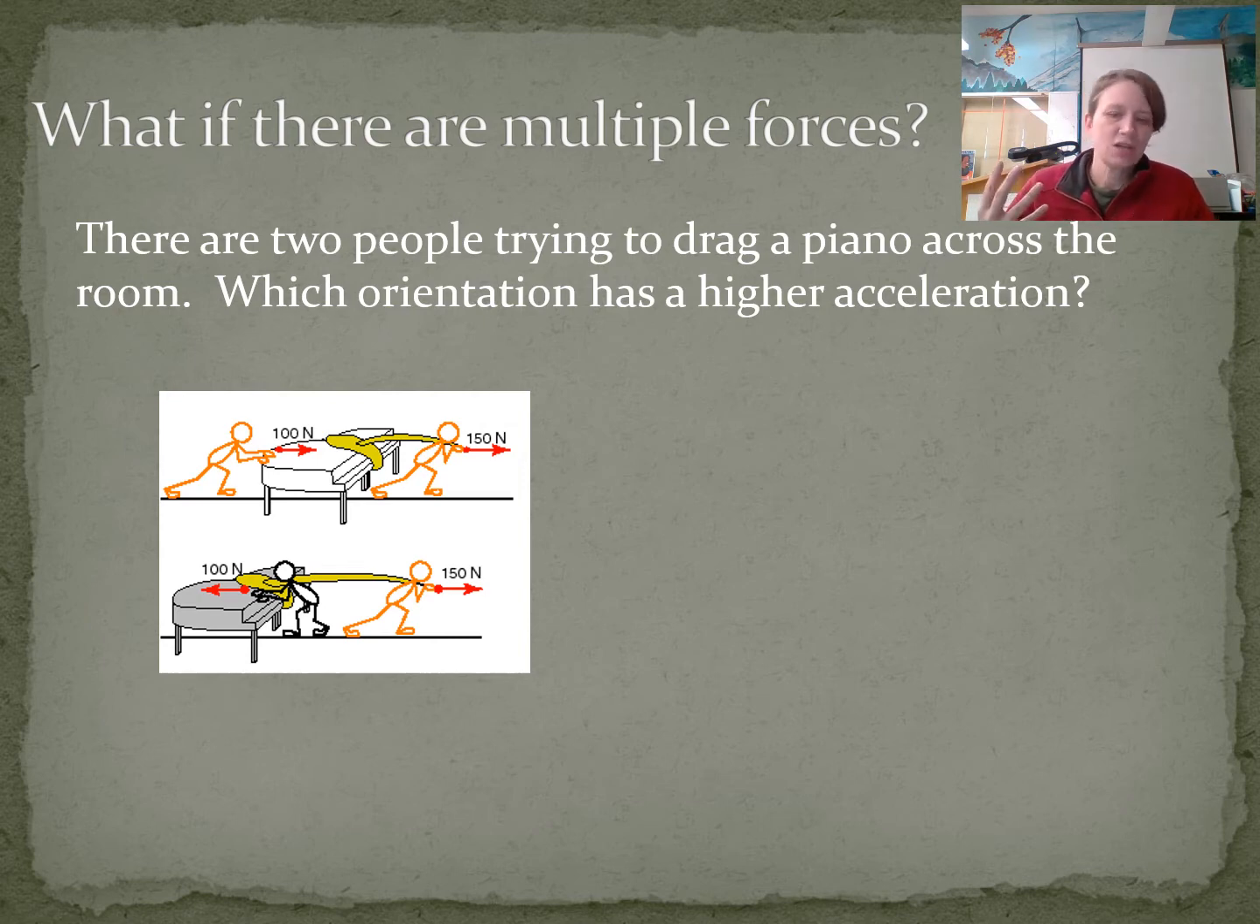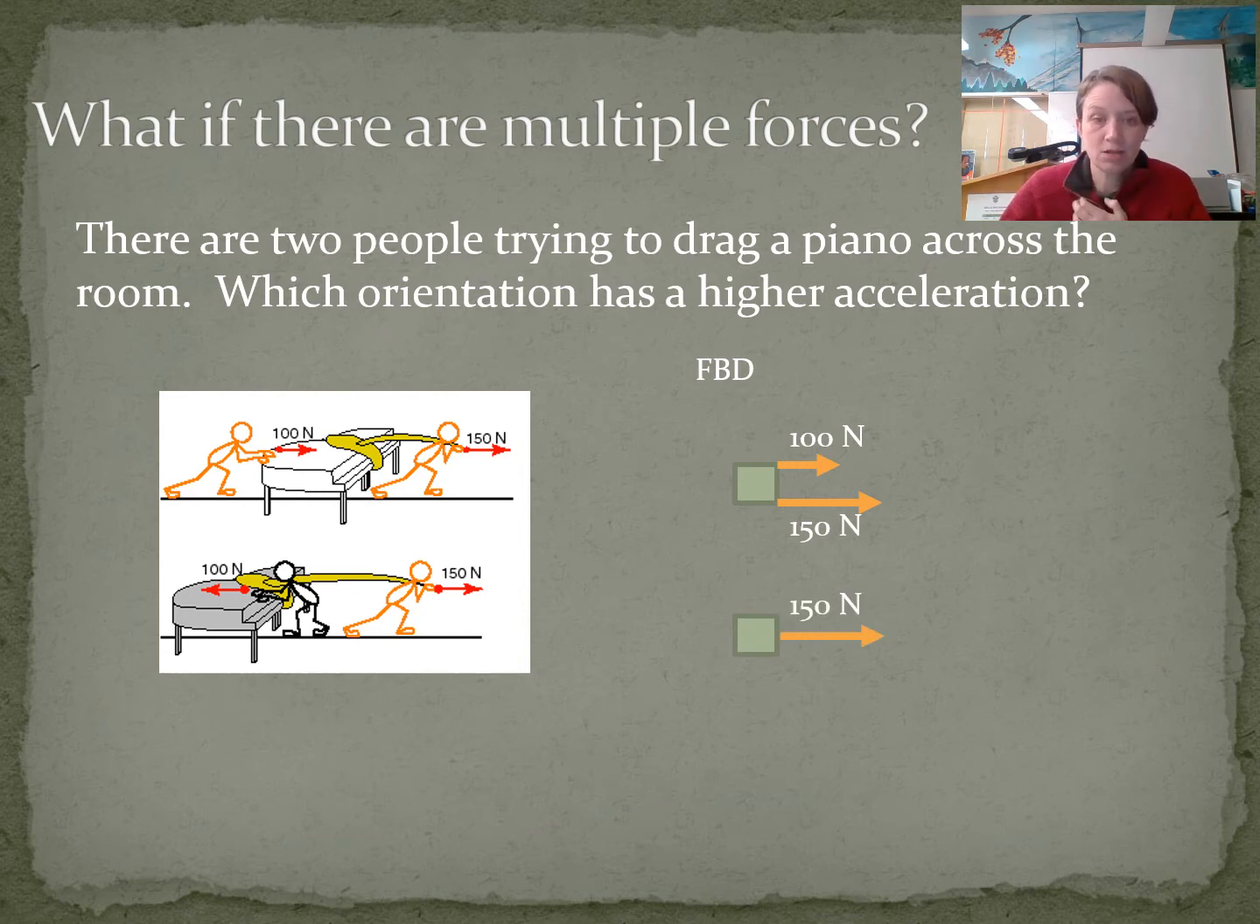So what is it that actually causes acceleration if it's not the individual forces? Well, let's take a look at a free body diagram and see if we can figure it out. In that first example, if that's my piano, we have 100 newtons pushing to the right, and we also have 150 newtons also pushing to the right. So I'm going to make both of those positive because I usually call right positive. In the second example, I still have the 150 newtons pushing to the right, but this time my 100 Newton force is pushing to the left. So I'm going to make that a negative force to reflect that it's going in an opposite direction.